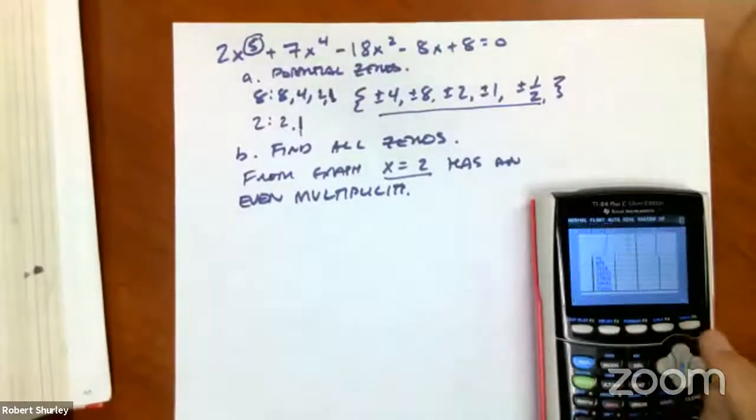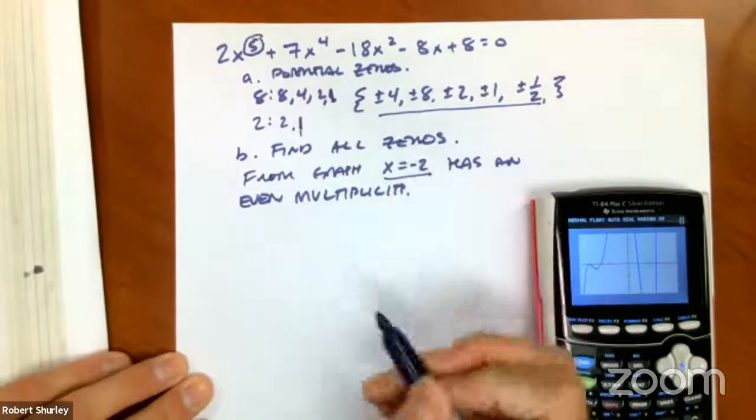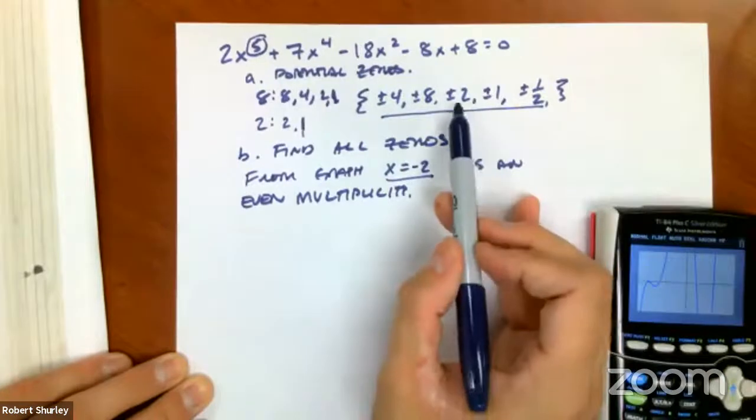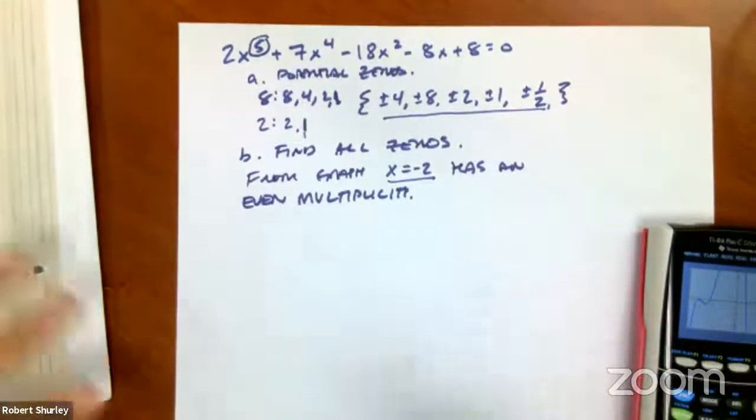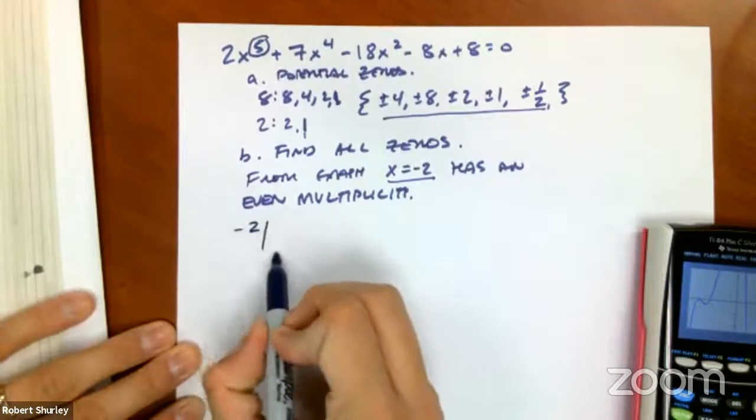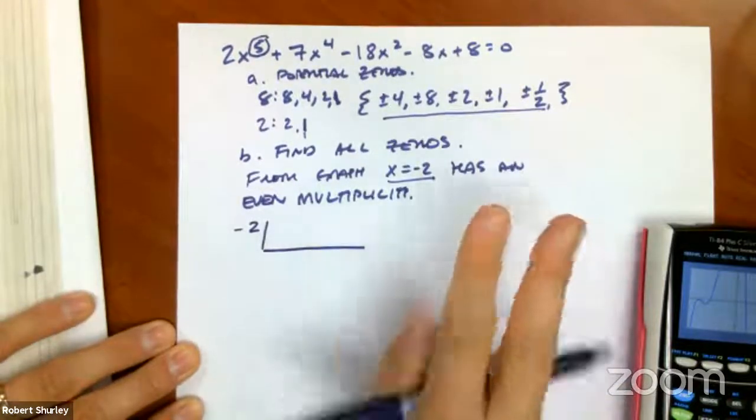So go back to graph. So it's not positive, it's negative. And look, -2 is one of my options here, right? So we're all kind of lining up. It all works out. So I'm going to divide out -2 twice.